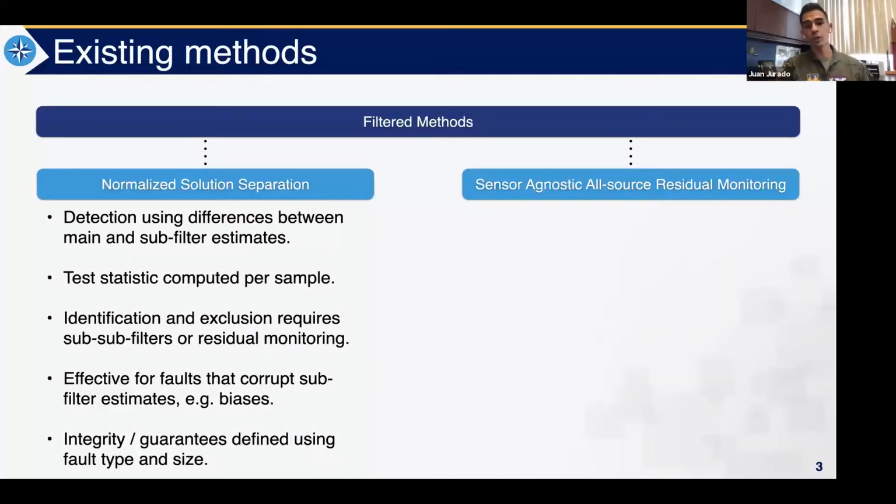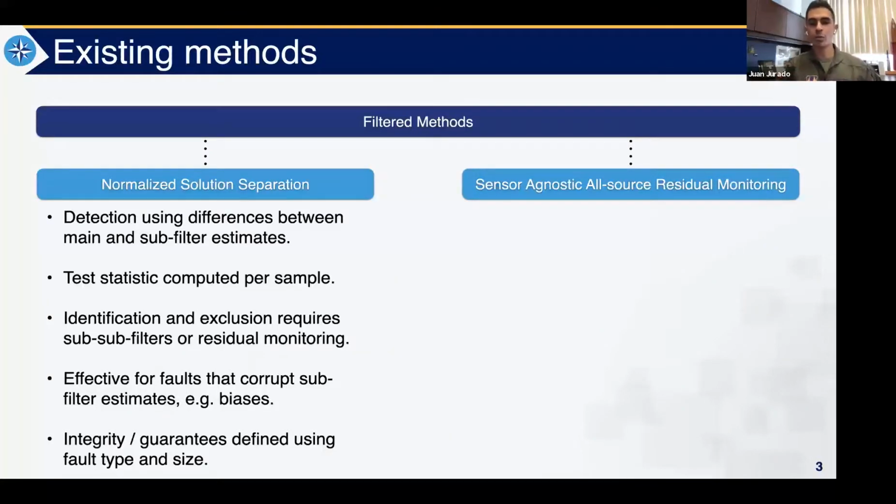And here again, as I alluded to, the integrity piece is usually done by defining the type of fault you're willing to accept, the size of the bias, and then defining a probability of misdetect, and what that means for your system, when you would sound an alarm, when the probability of misdetect is connected to a particular offset in terms of meters.